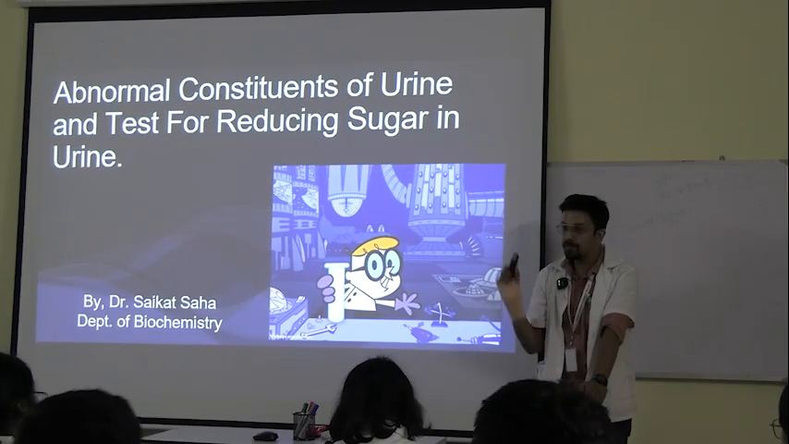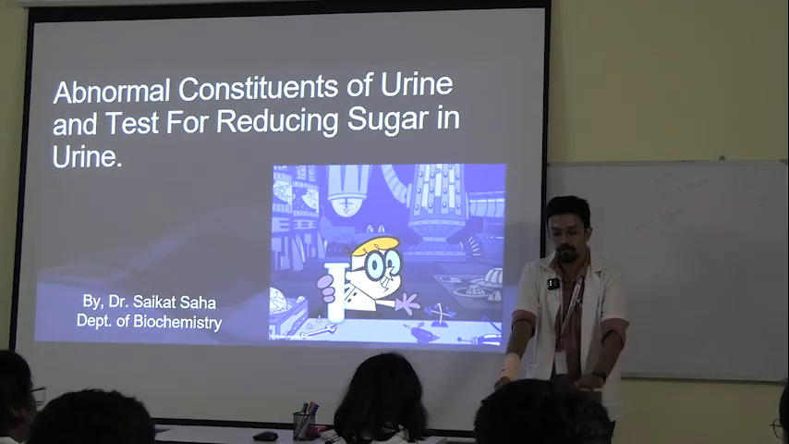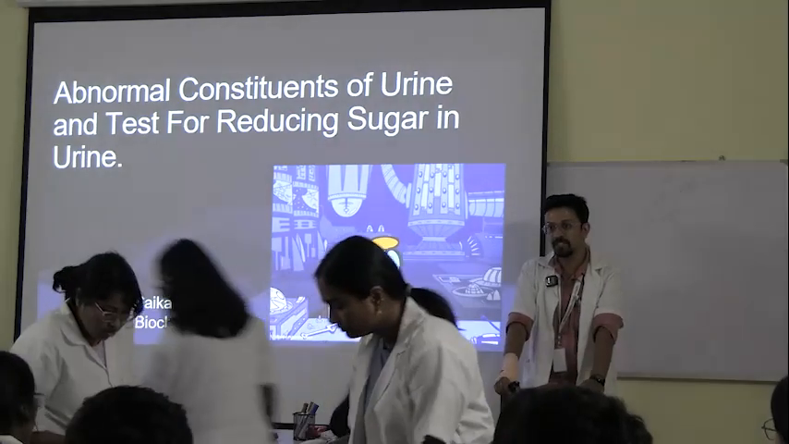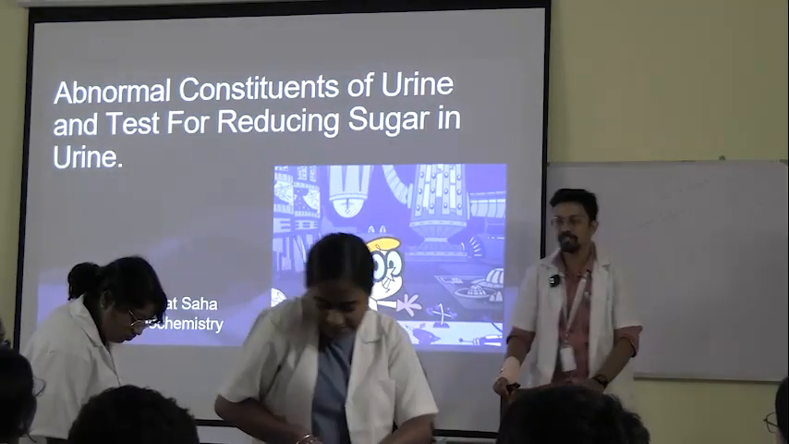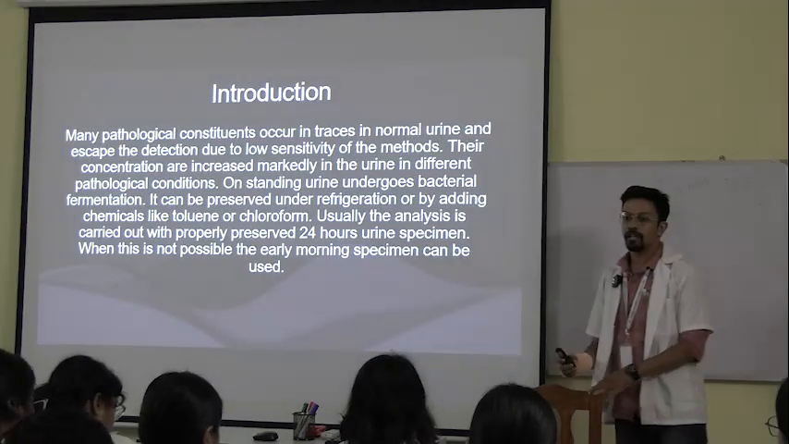Fine. So I will be discussing reducing sugar, and in subsequent classes we will discuss the proteins, ketone bodies, bile salts, bile pigments, blood, etc. Whatever the abnormal constituents are present over there. Okay, here comes the introduction.